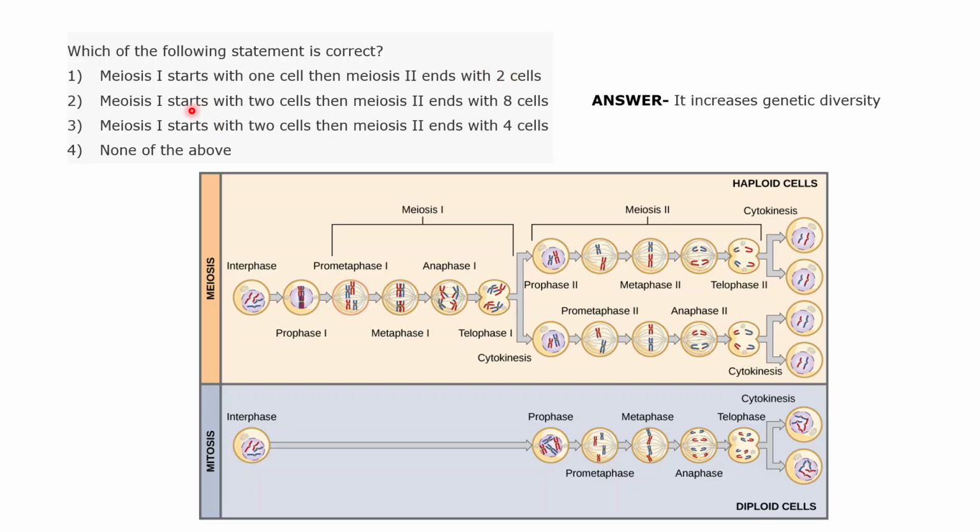In case of option number 3, if meiosis 1 starts with 2 cells, then it should end up with not 4 cells, right? If you start with 1 cell, it ends with 4 cells.